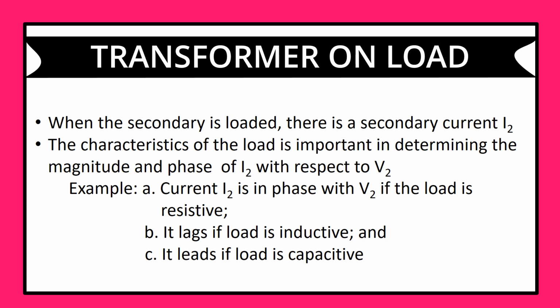to V2. For example, current I2 is in phase with V2 if the load is non-inductive, or let's say if the load is resistive. While if the load is inductive, secondary current I2 lags the secondary voltage by an angle, and I2 leads the secondary voltage V2 by an angle, denoting that the load is capacitive.